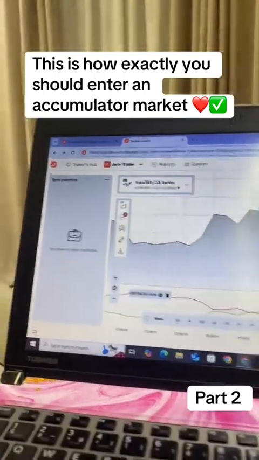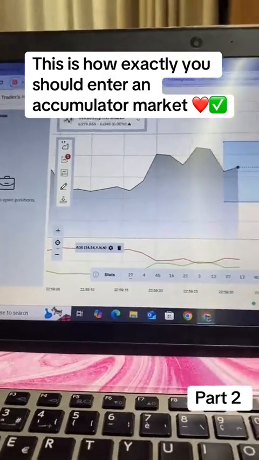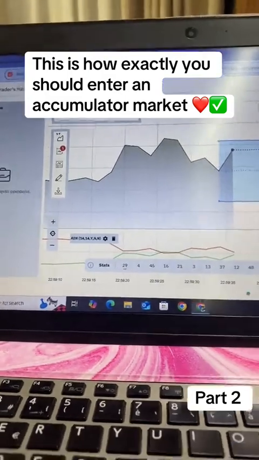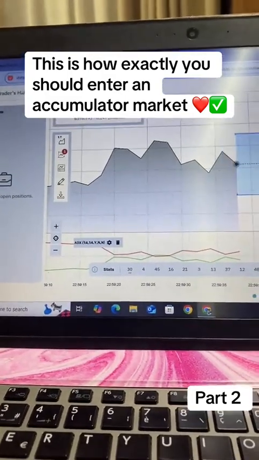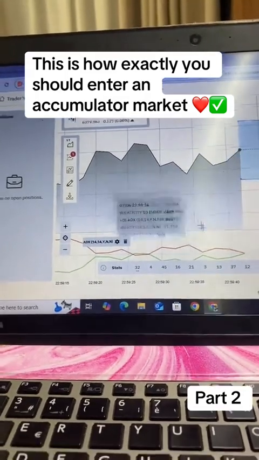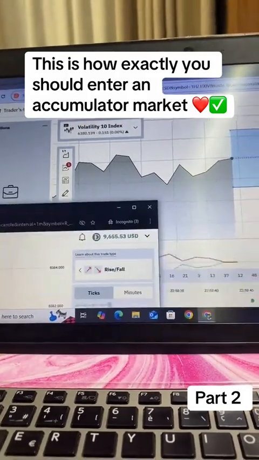So in this video, I want us to focus on two things. One is on how to enter our market. Two is on how to grow an account. To start with, according to what I explained on how we should enter our market in the previous video on the accumulator strategy part 1, I said you look for a market that lacks momentum.